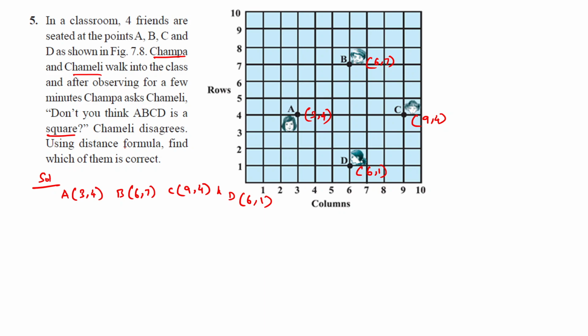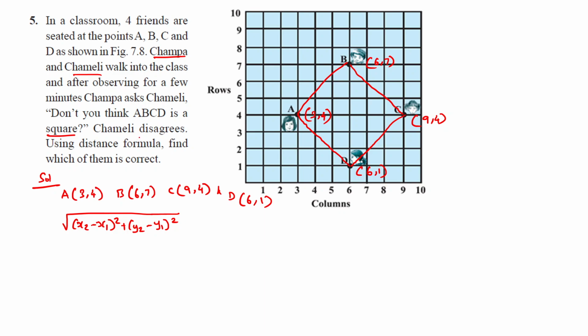Using distance formula, we all know the distance formula. What is the formula? The two-point formula: square root of x2 minus x1 whole square plus y2 minus y1 whole square. Using the distance formula, we can find the distance between two points. So we can find the distance between A and B, because A is one point and B is another point. Similarly, we can find the distance of BC, CD and then AD distance. Then Champa says it is a square, but Chamili disagrees.